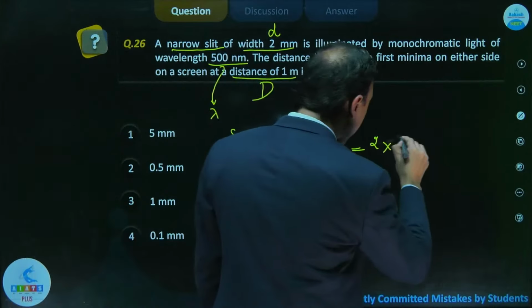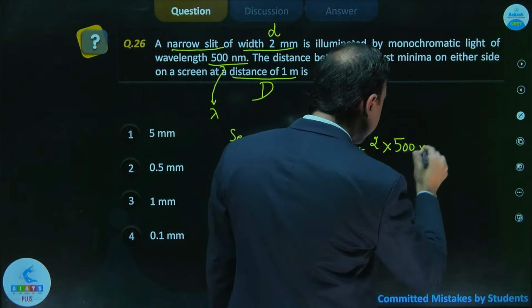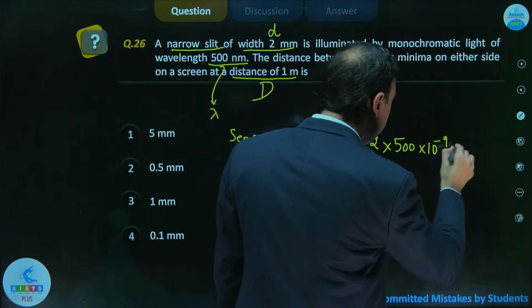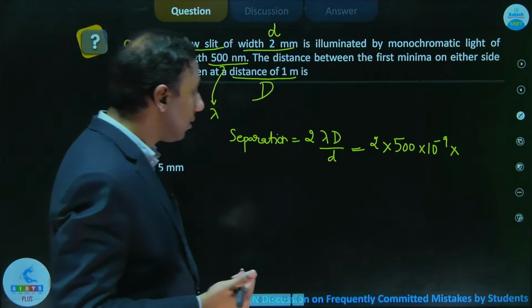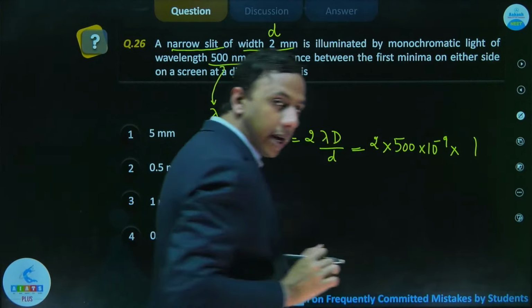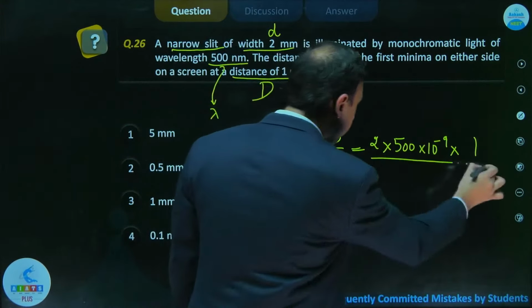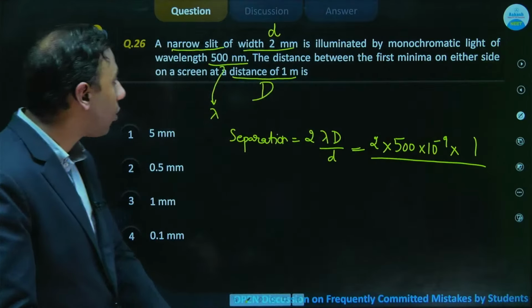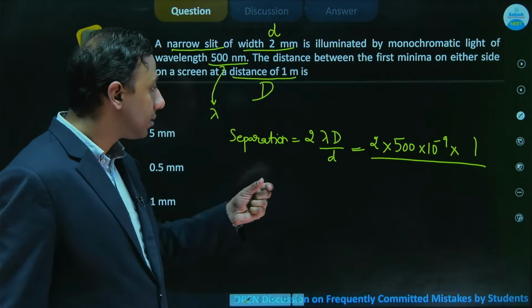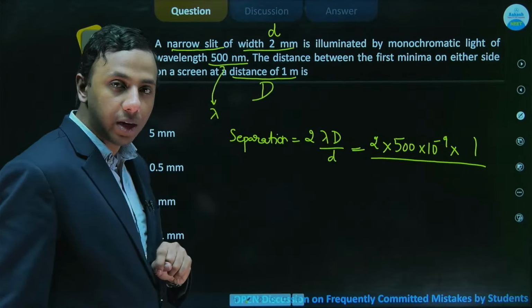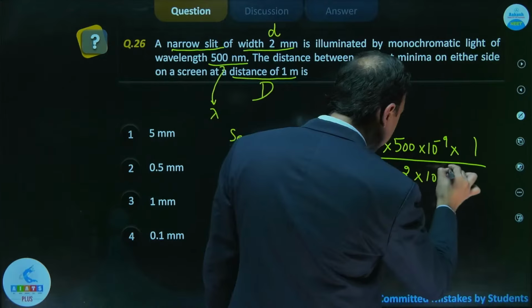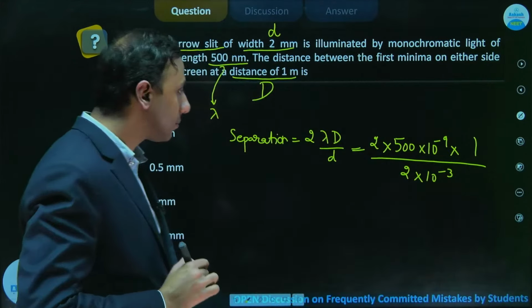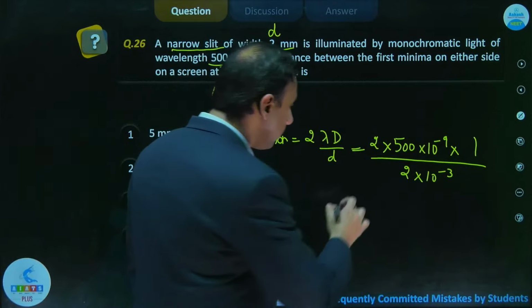500 into 10 to the power minus 9. कैपिटल D क्या है? कैपिटल D इज योर 1 मीटर, राइटिंग इट इन SI यूनिट तो 1 ही है. स्मॉल d इज योर स्लिट विड्थ, राइट. स्लिट विड्थ क्या है? 2 मिलीमीटर. सो 2 मिलीमीटर, दैट इज 10 की पावर माइनस 3, राइट. अब इसको सॉल्व करिए.